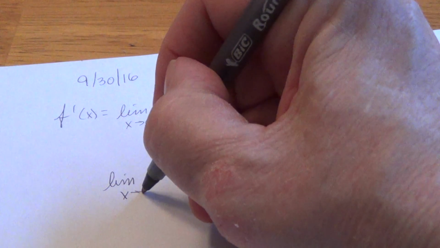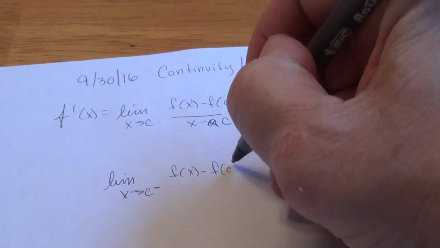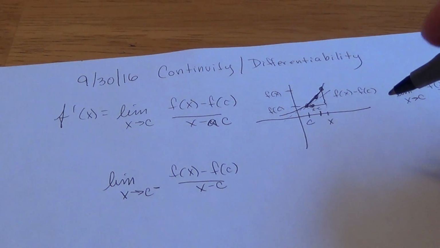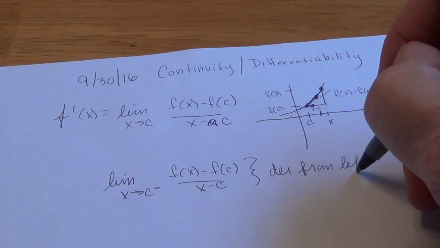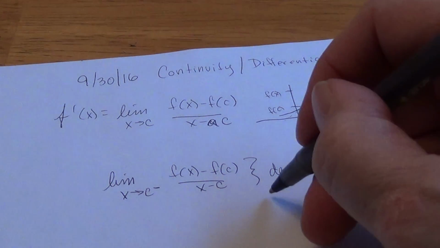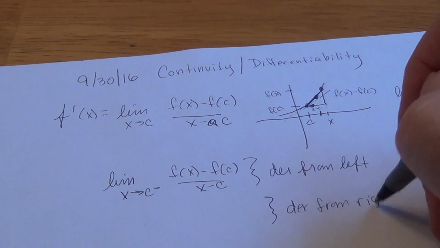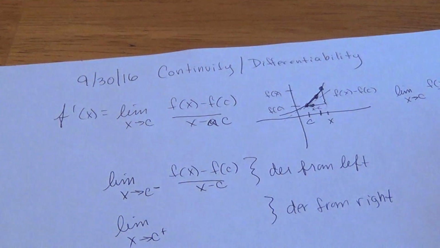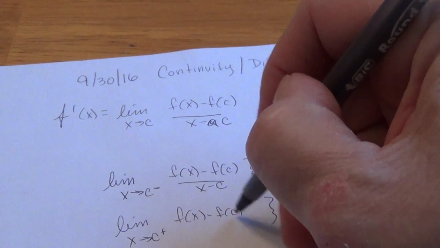If I look at the limit as x approaches c from the left of f of x minus f of c over x minus c, that will be the derivative from the left. Go ahead and write what you think the derivative from the right looks like. It should be very similar. We're approaching c just from the right side, indicated by the plus sign, and the same expression.